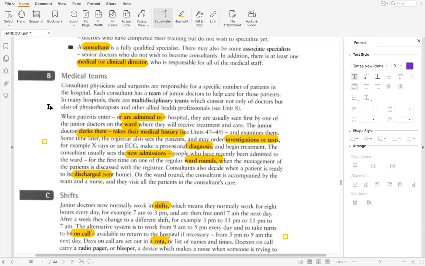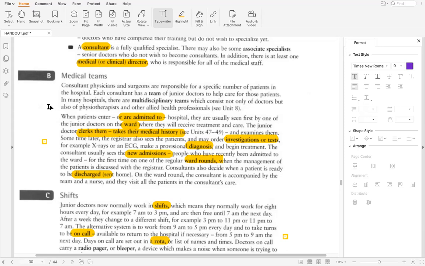What is the meaning of clerk them? Clerk the patient. It means takes their medical history. It means to take their medical history. Again, when a doctor clerks a patient, it means the doctor takes the medical history of the patient and examines them.